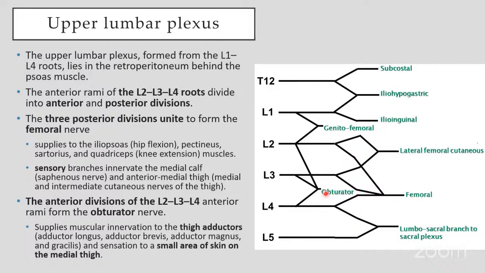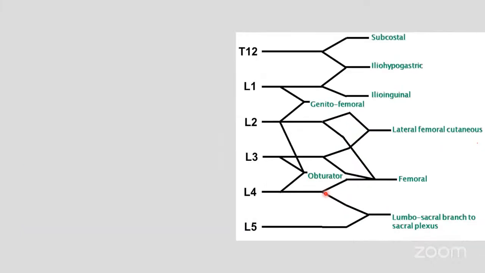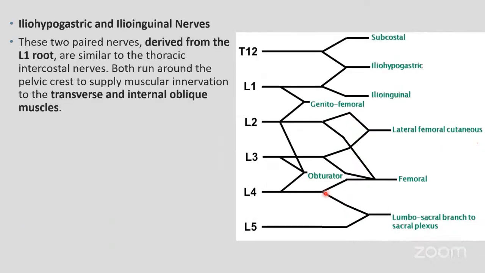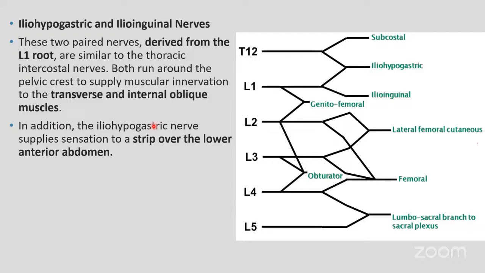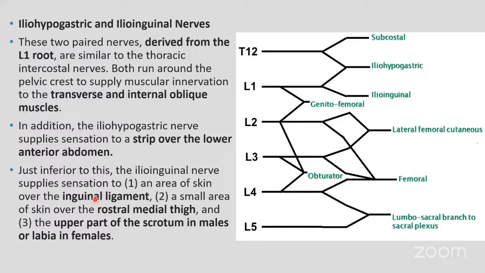As the femoral nerve supplies the knee extensors and the hip flexors, the obturator nerve will supply the medial compartment, that is the thigh adductors: adductor longus, adductor brevis, adductor magnus, and gracilis, and a small area of skin on the medial thigh. The iliohypogastric and ilioinguinal nerves supply the internal and transverse oblique muscles, and they supply a small strip to the anterior lower abdomen and to the inguinal ligament, rostral medial thigh, and upper part of the scrotum in males or labia in females.